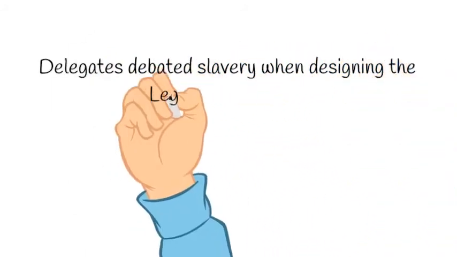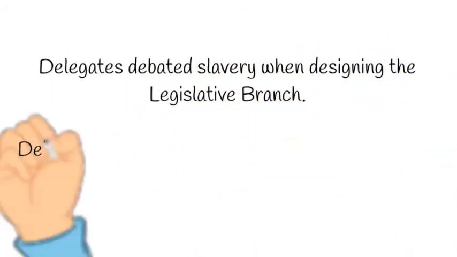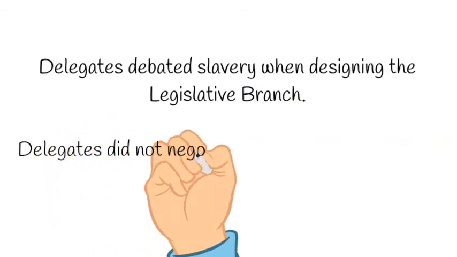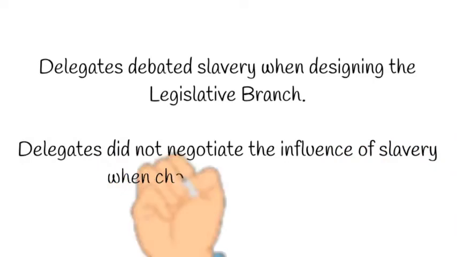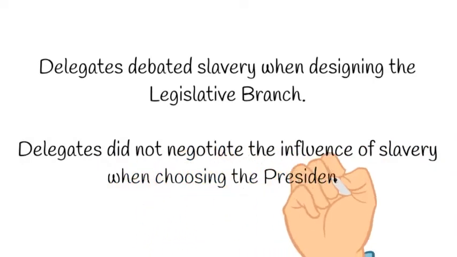However, while delegates in the Constitutional Convention debated how to factor in slavery to the balance of power in the legislative branch, the delegates did not negotiate the influence of slavery when choosing the president.